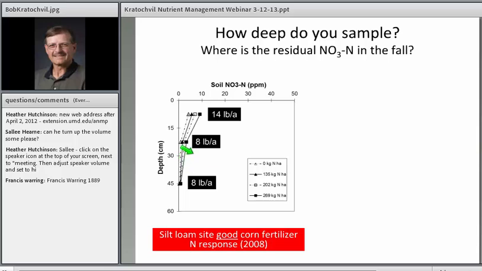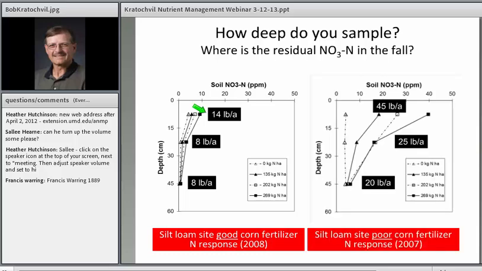As you can see, even in the surface 6 inches, the amount of residual nitrate is pretty well bunched together. We're averaging that at about 14 pounds per acre. This was on a silt loam site, following a good corn crop. In other words, we utilized the majority of the nitrogen that we had given the corn that particular year. And there wasn't a lot of residual nitrogen remaining in the fall.